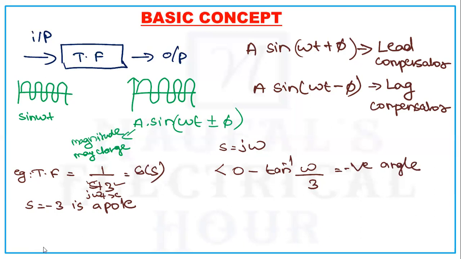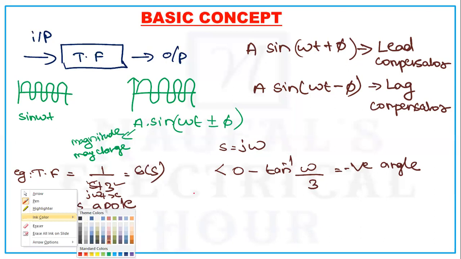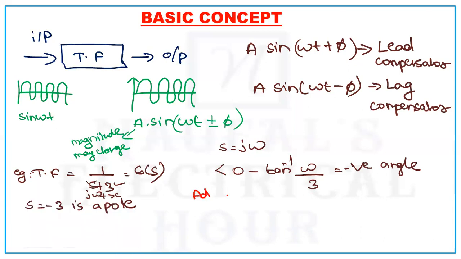So you can conclude like this. Adding poles gives negative angle. That is, negative angle means lag compensation.